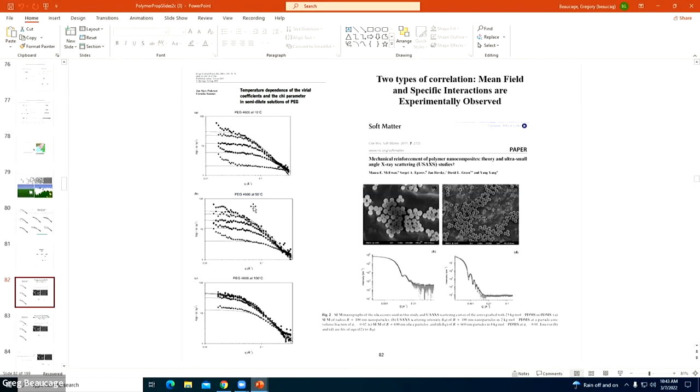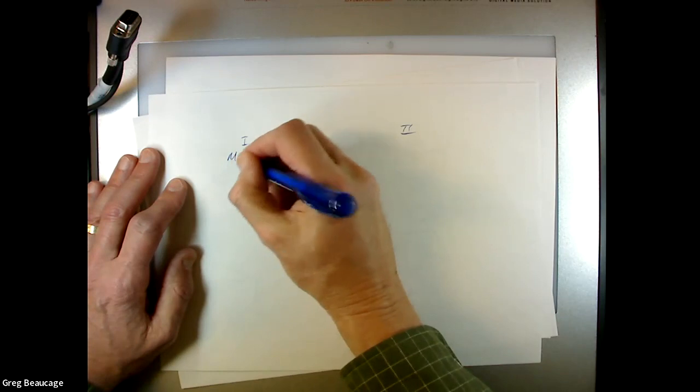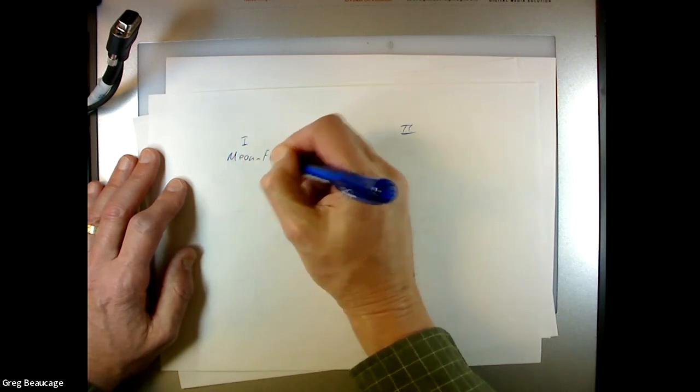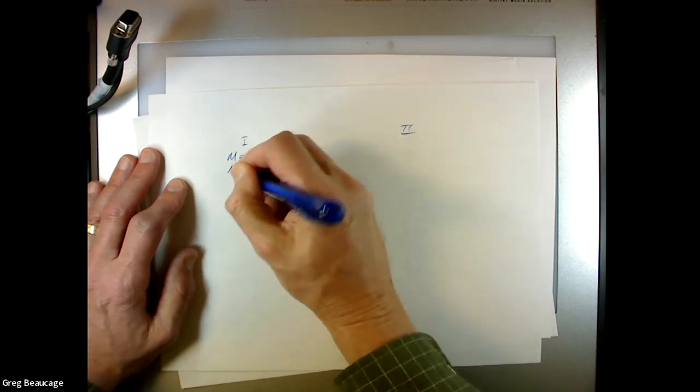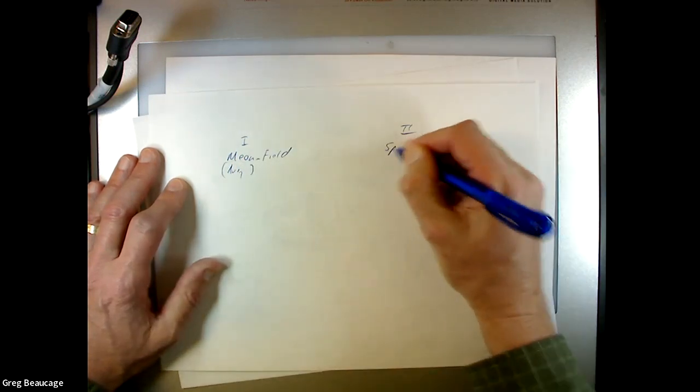Okay, so you have the two scenarios here. Scenario one, or I, is called mean field, mean average. And this is called specific interactions.